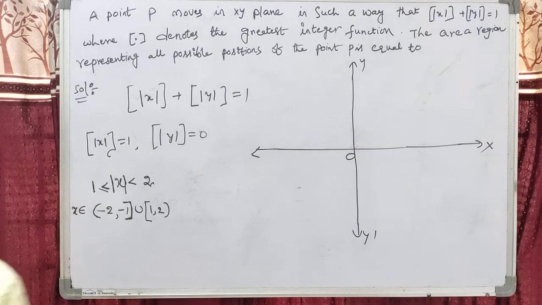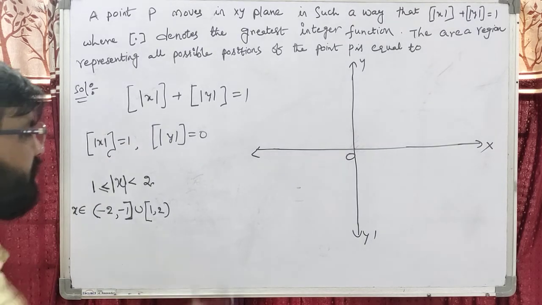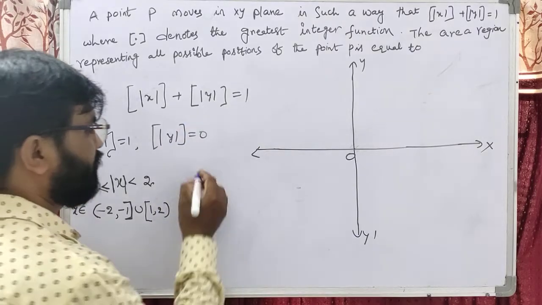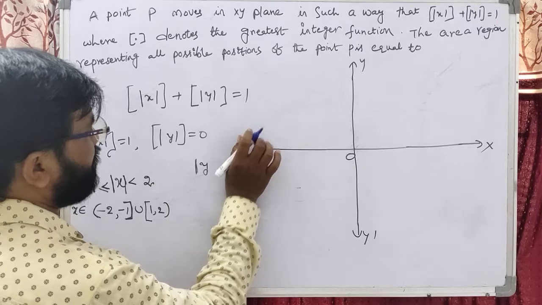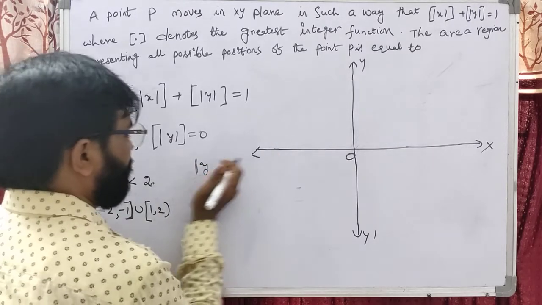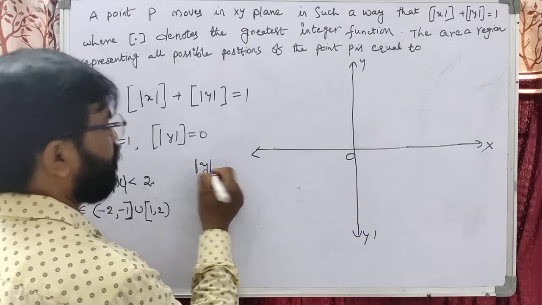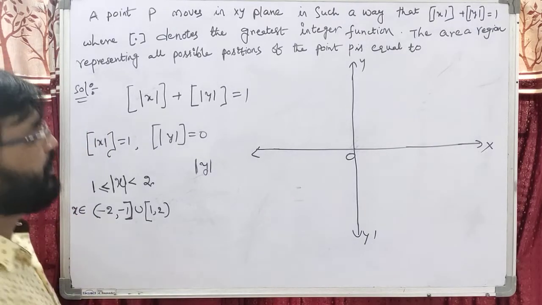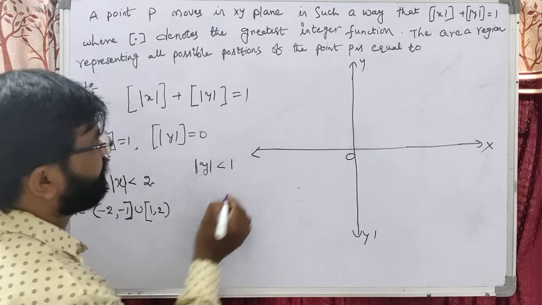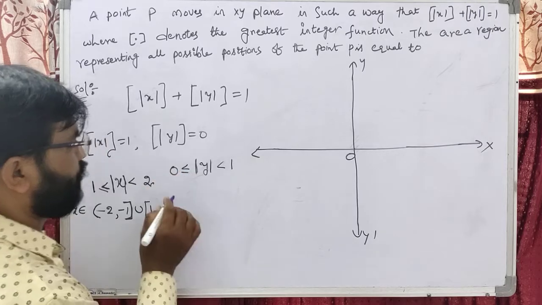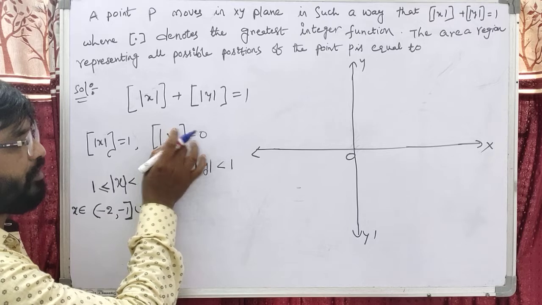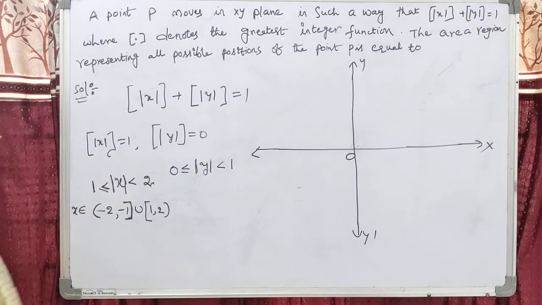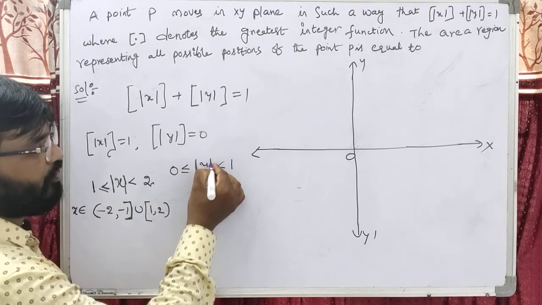This is 0. So dear students, we have to know that the step is 0 for mod y. Undoubtedly, dear students, the mod y must be less than 1, less than or equal to 0. When we are taking 0.5, the step of 0.5 is 0. Therefore here it is less than or equal to.